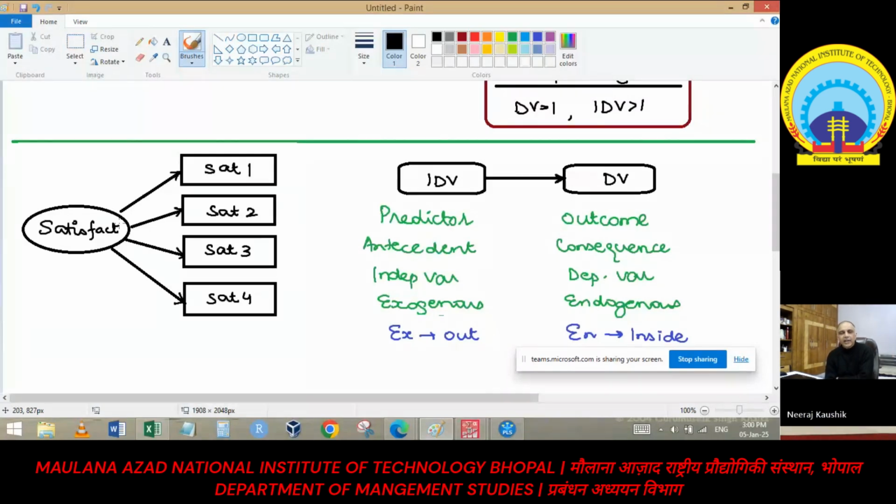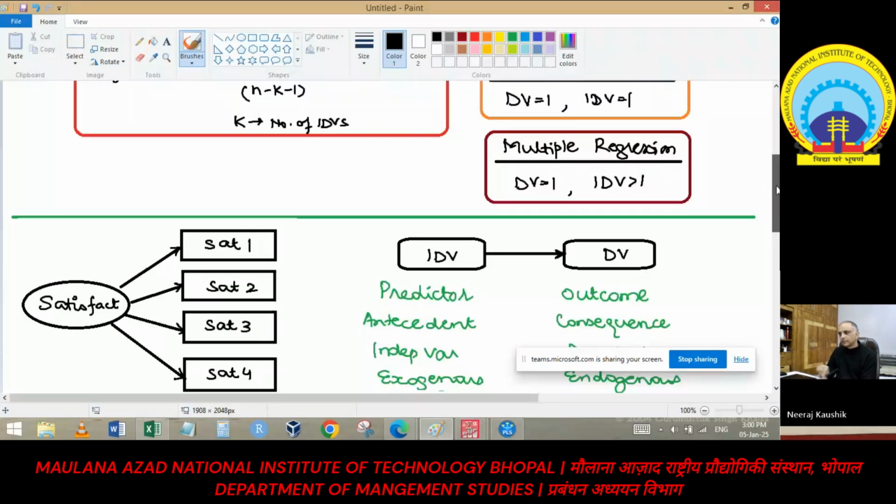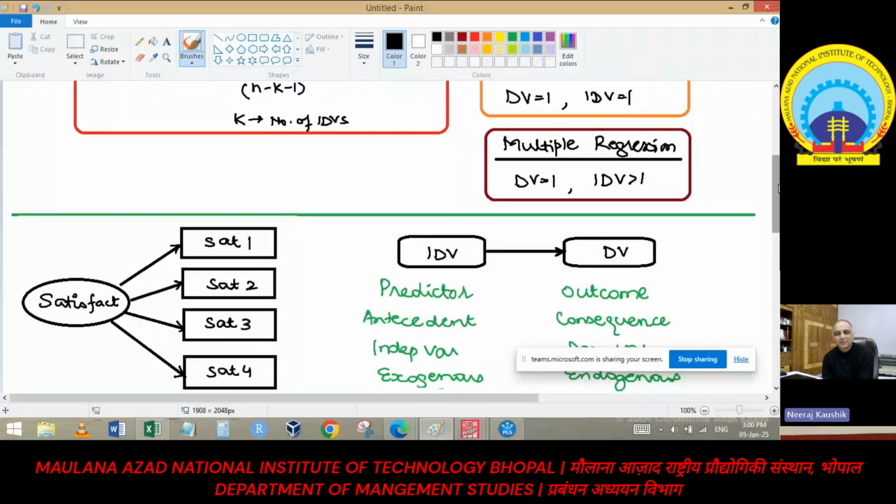So is it a case of simple regression or multiple regression? This is more than that, because there are more dependent variables. Correct. This is not even multiple regression, because in multiple regression you have many independent variables and one dependent variable. So can I say these are the 4 cases of simple regression? Yes, we can say that.